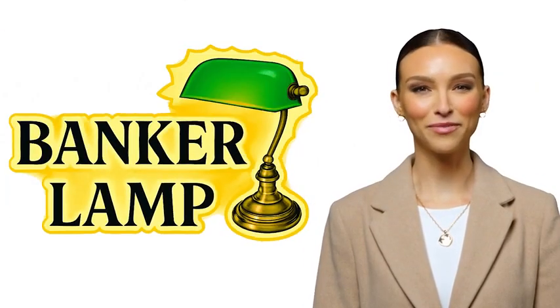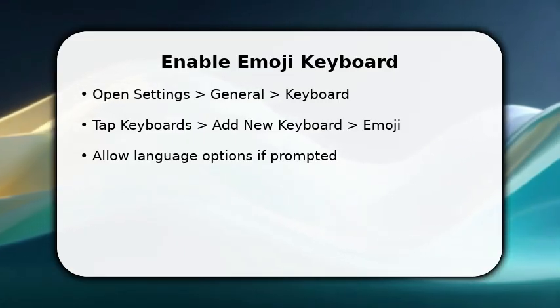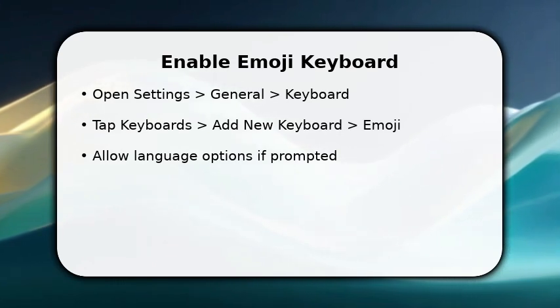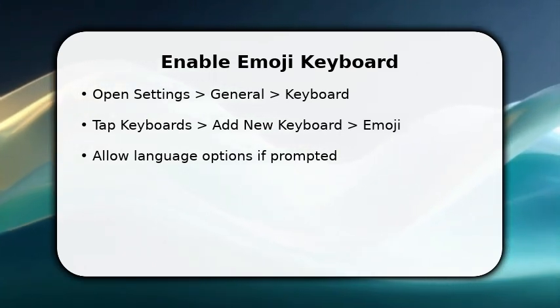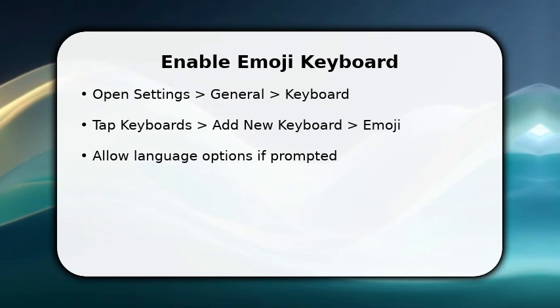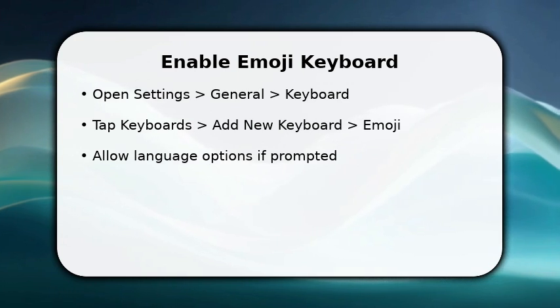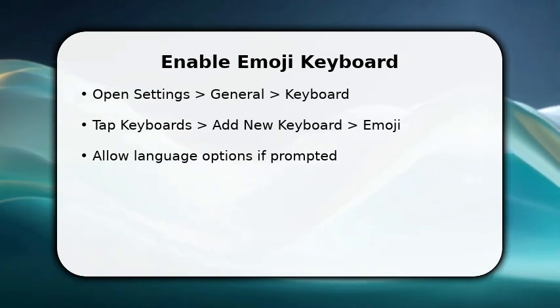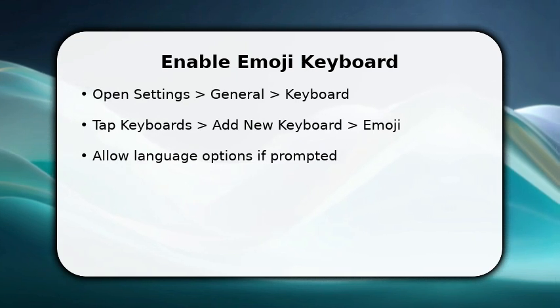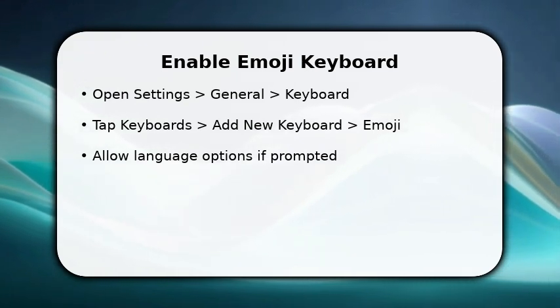Please enjoy the video. You start by opening Settings and going straight to General, then Keyboard. Once there, tap Keyboards to view installed keyboards. You add the emoji keyboard by choosing Add New Keyboard and selecting Emoji. This installs the system emoji set immediately. Make sure to confirm any prompts about language or permissions.